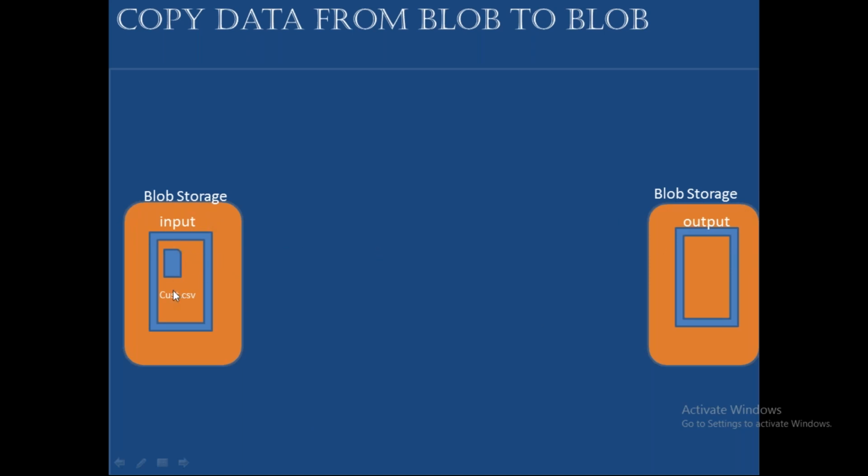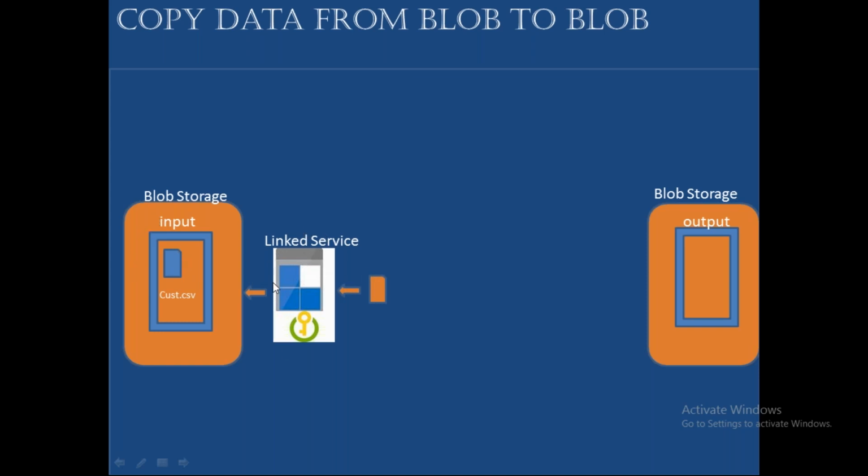Now in the input folder you have a custom.csv file. I want to move it into the output folder. How to do that? First you need to create a linked service to connect to this particular storage account. Once you create this linked service, I will create the dataset by using this linked service.